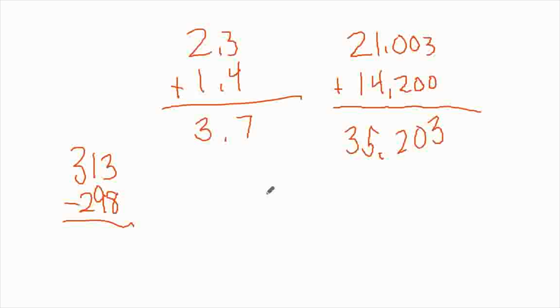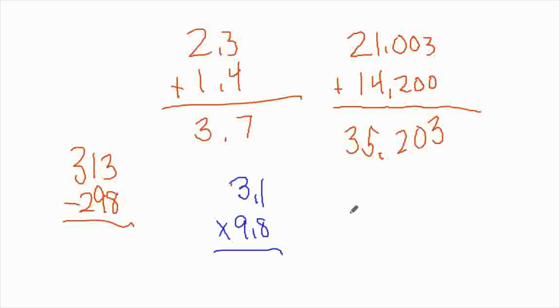Okay, and then likewise with multiplication and division, if you're multiplying two decimals, like let's say 3.1 and 9.8, okay, my recommendation is that you ignore the decimals temporarily.